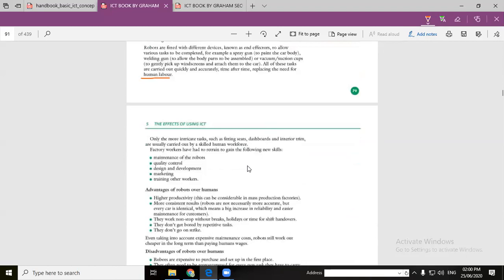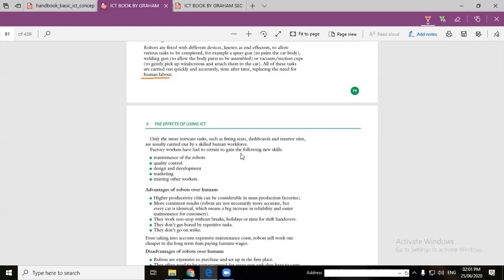The more intricate tasks, such as fitting seats, dashboards, and interior trims, are usually carried out by a skilled human workforce. Yes, for those small jobs that remain, we need a few workers, but these workers should be skilled. Factory workers have to retrain to gain the new skills.